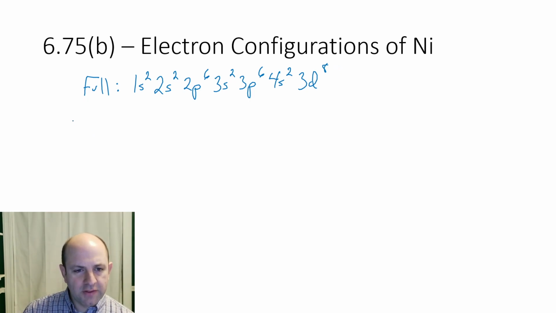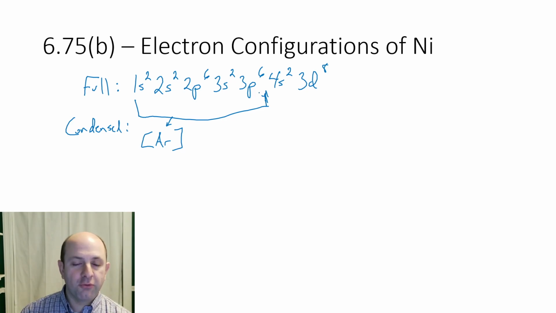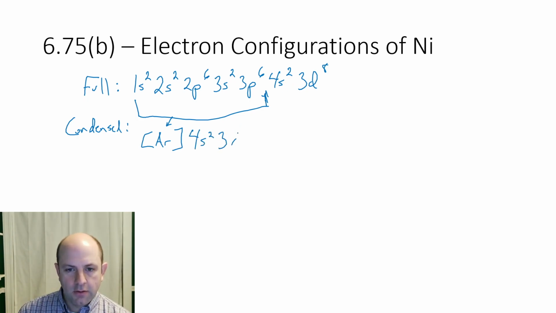Now if we want to do the condensed or the kernel method, depending on how you refer to it, that's where we start with the noble gas that came before, which would be kind of right in here. That is going to be our argon core. That gets us all the way through 3p6. Then we say, well, hey, just what comes after argon? We're in the 4th row, so that's the 4s2, and then again the 3d8, and we can go from there.